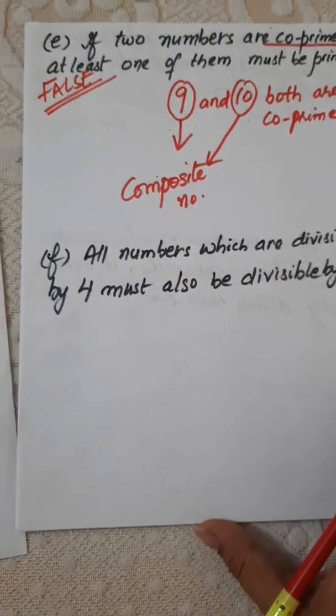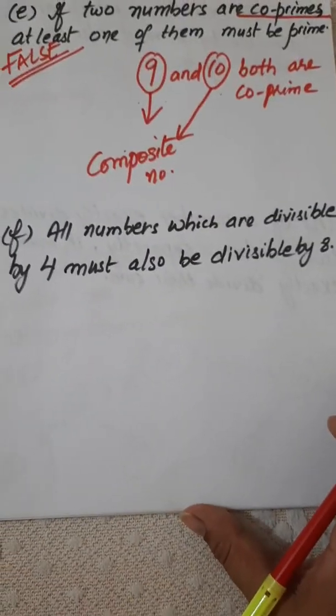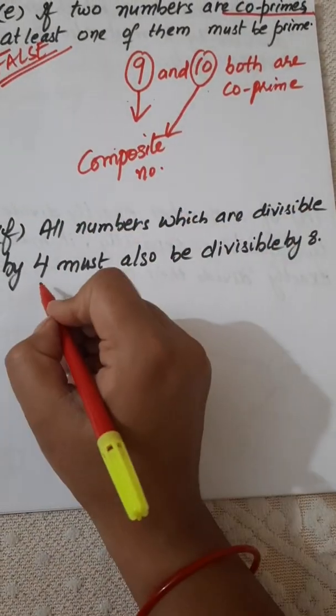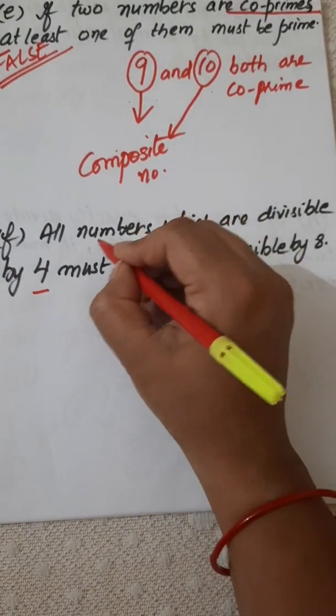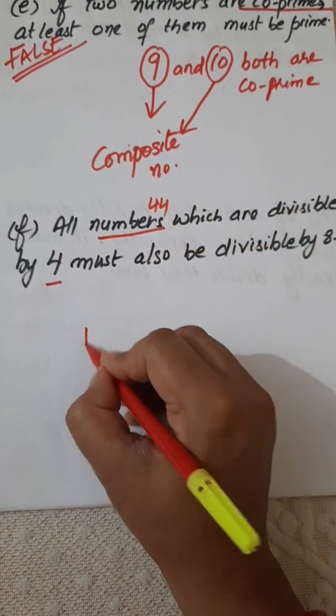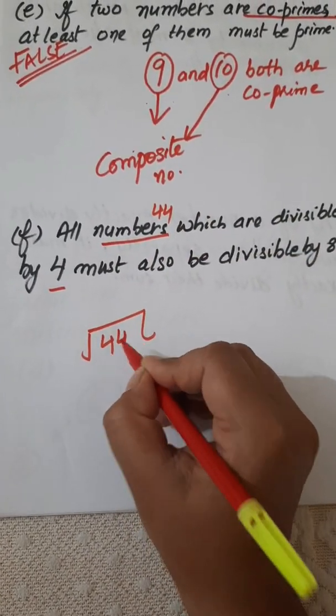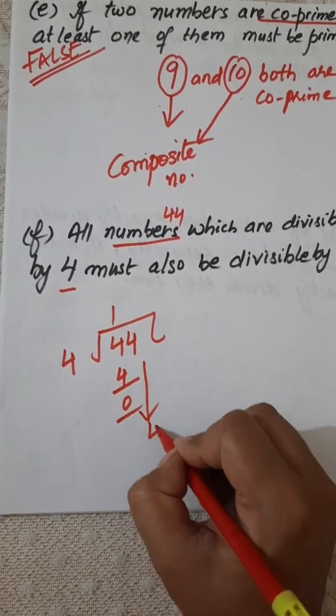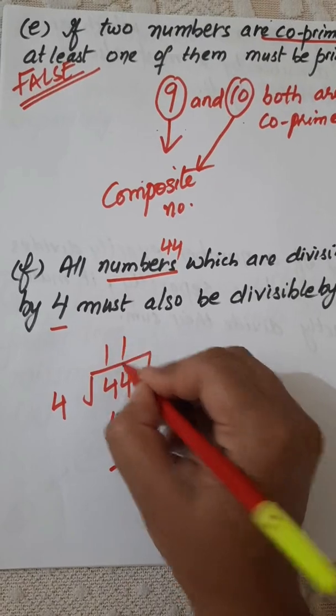Okay, now next we have the F part. Here the F part is, all numbers which are divisible by 4. So let's take 44. All numbers which are divisible by 4 means 4 ones are 4, then 4 ones are 4.